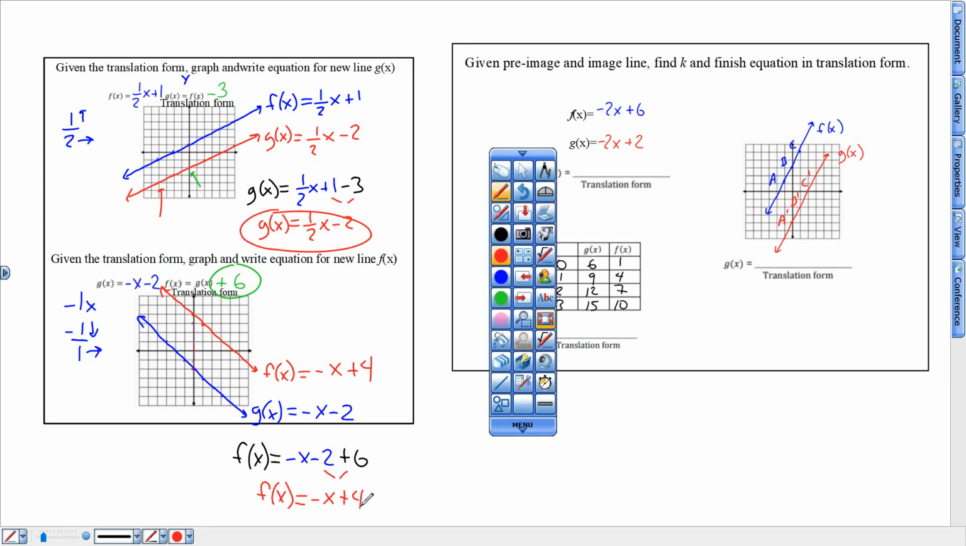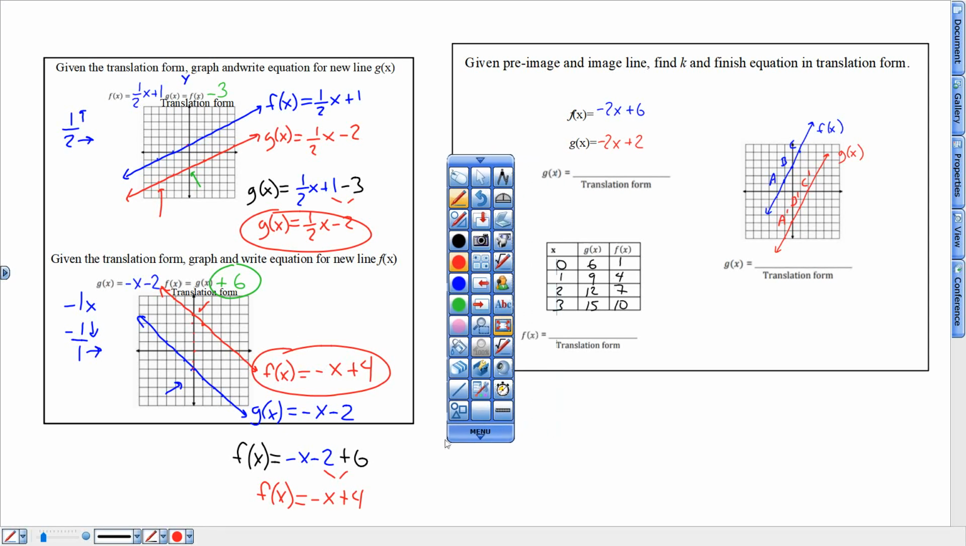And again, on these, I'm looking for you to graph the original, to look at the shift and graph the new one, and then use your eyeball or math to give me the equation of the new line. All right, these ones, I've given you the pre-image and the image already done for you, and you need to look at those y-intercept numbers and see the change.